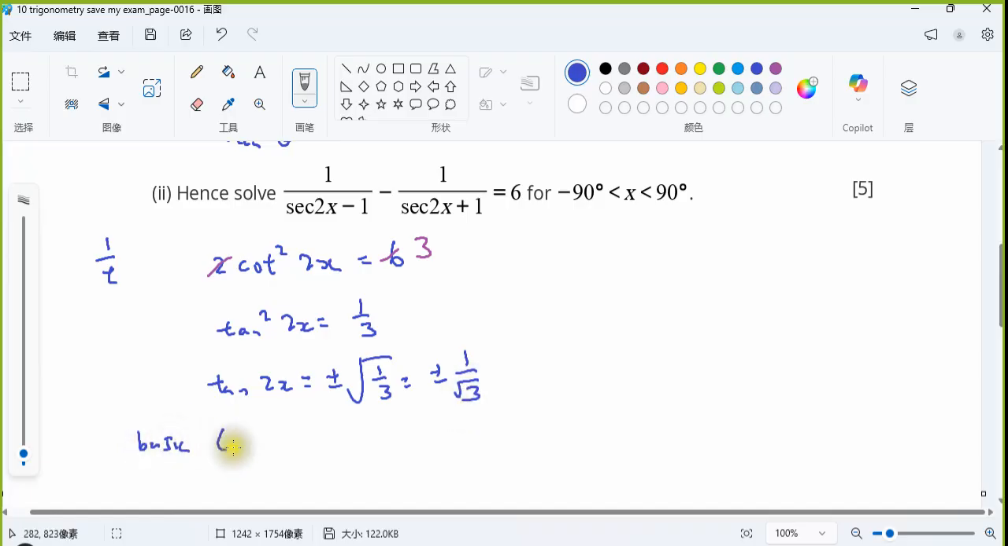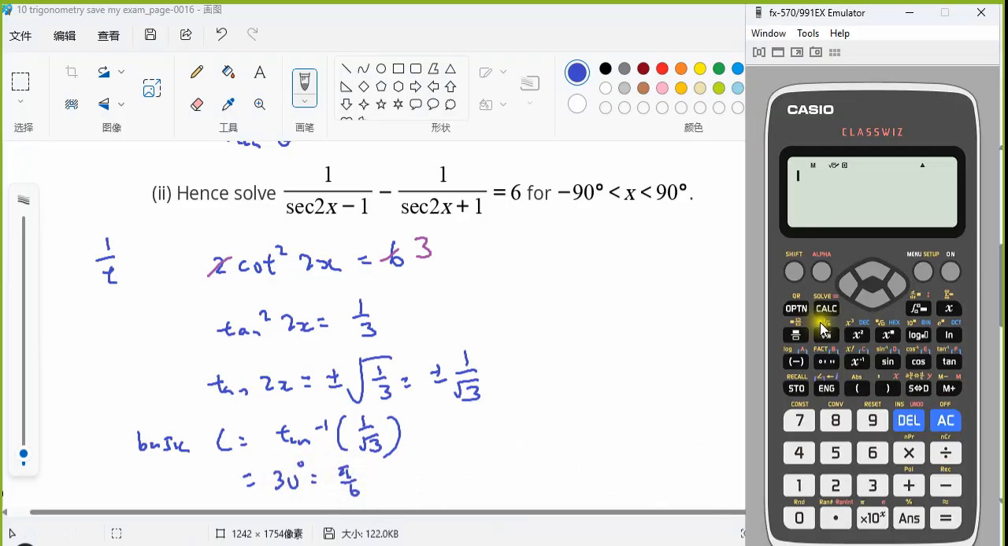So the basic angle will be the arctangent of 1 over square root 3 is 30 degree or pi over 6. This is the special angle. We have the tangent 30 is actually square root 3 over 3. Arctangent 1 over square root 3 is 30 degree. Yes. Okay.